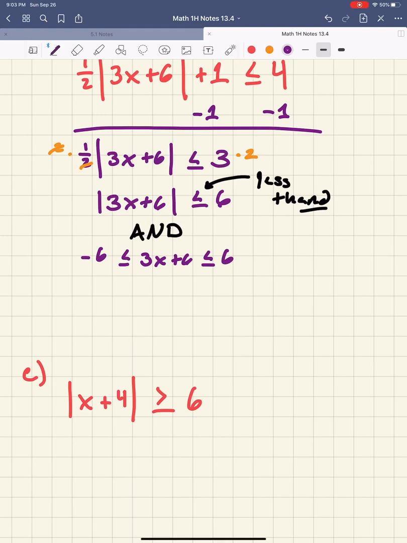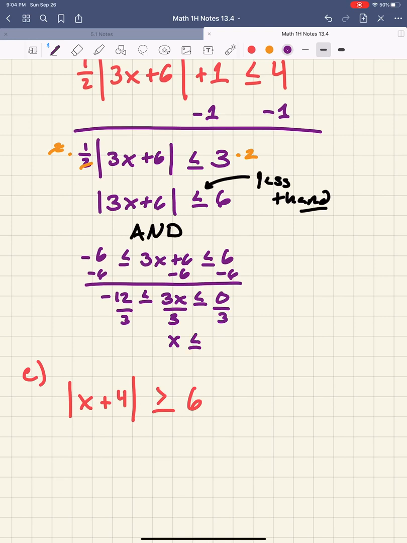And now we have to solve for x. So subtract 6. That gives me a 0 on the right and -12 on the left. Then divide by 3. And I get x is less than or equal to 0 and greater than or equal to -4. And once again, that's because we have a less than symbol here that turns it into an AND compound inequality.